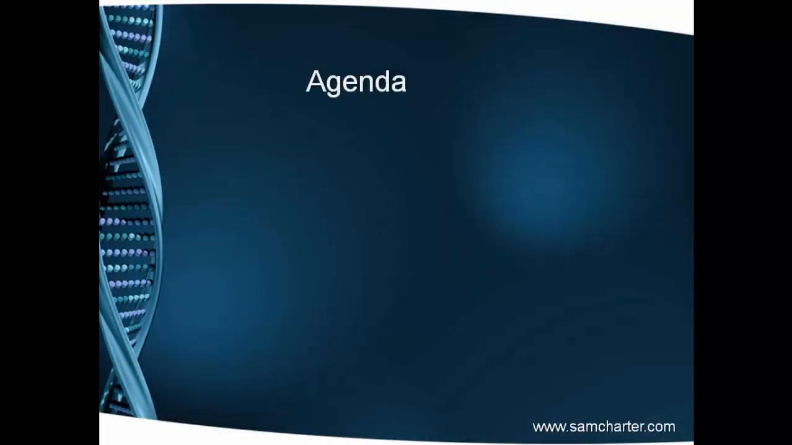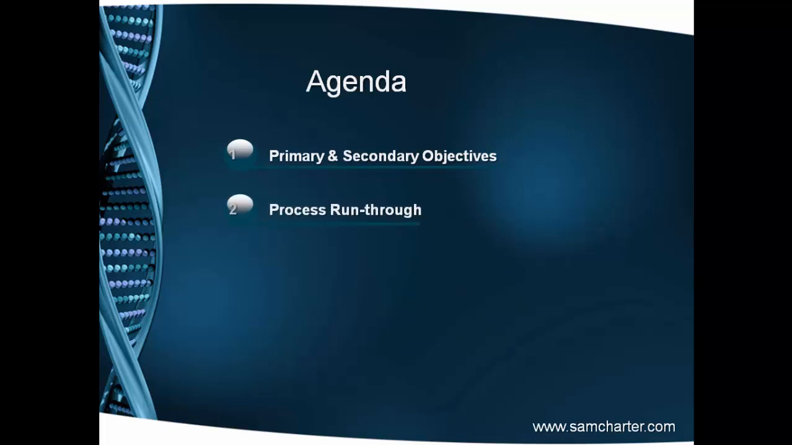So the agenda of this video, we will talk about the primary and secondary objectives of the reharvest process. We'll actually run through a best practice process created by the SAM Charter. We'll look at potential banana skins and gotchas and slip-ups and ways in which you may not be able to actually fully implement and follow this process.